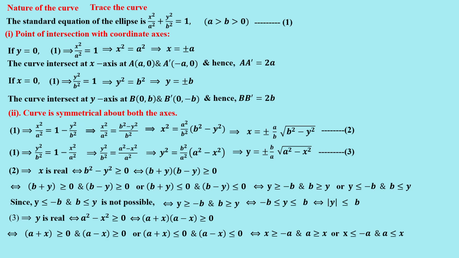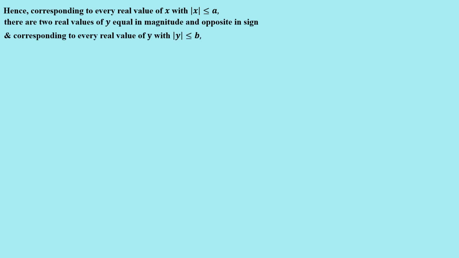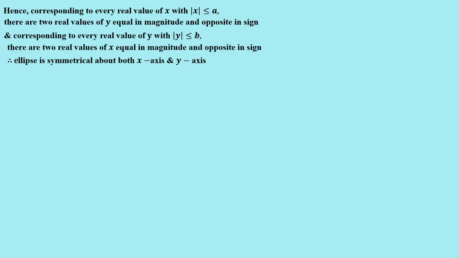So y is real, modulus x is less than or equal to a. So we will get this idea. The conclusion: corresponding to every real value of x with mod x less than or equal to a, there are two real values of y equal in magnitude, opposite in sign. And corresponding to every real value of y with mod y less than or equal to b, there are two real values of x equal in magnitude and opposite in sign. Therefore, the ellipse is symmetrical about both the x-axis and the y-axis.